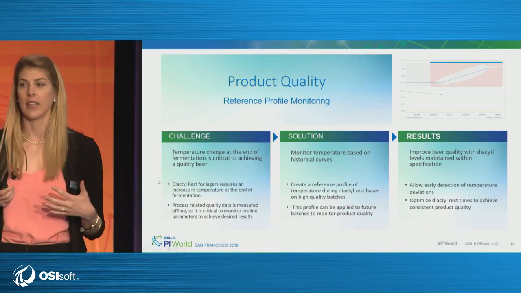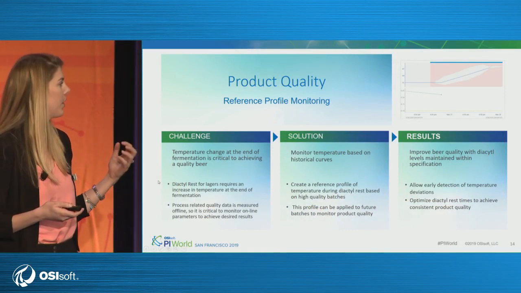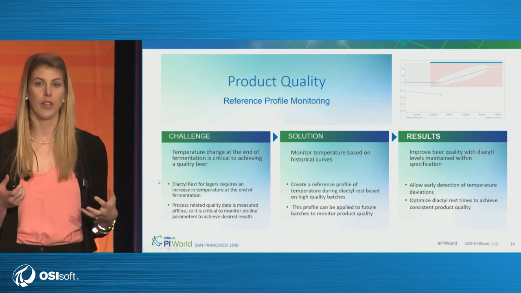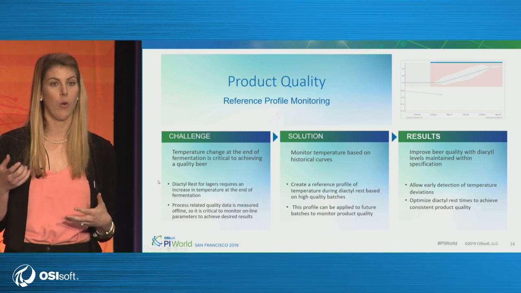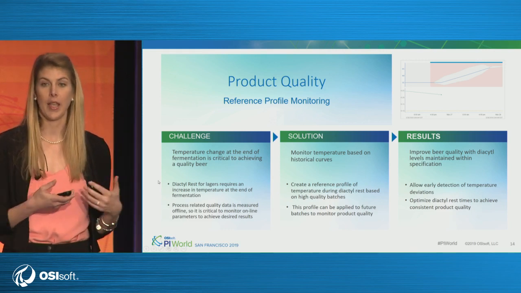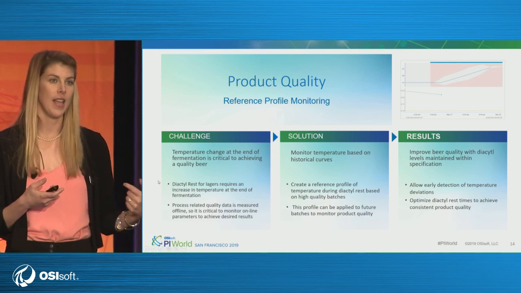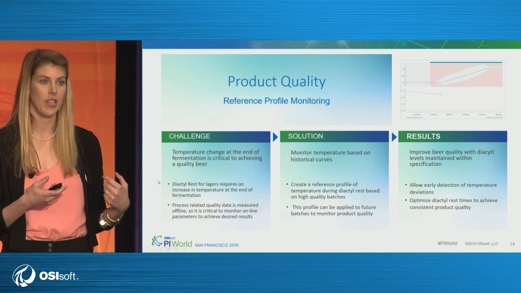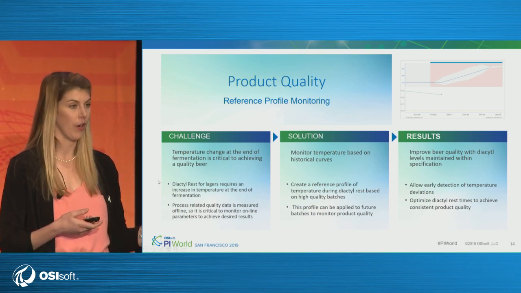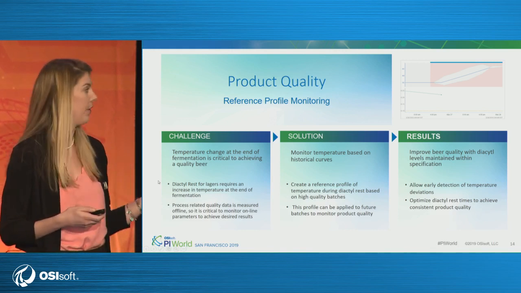So to sum up this use case, we focused on looking at that temperature change and how critical an input it is to our quality data. And then we leveraged that quality data, looking backwards in time to understand what my best runs are and how I can use that information to create a profile that I want to follow moving forward, in order to monitor my batches to ensure quality.